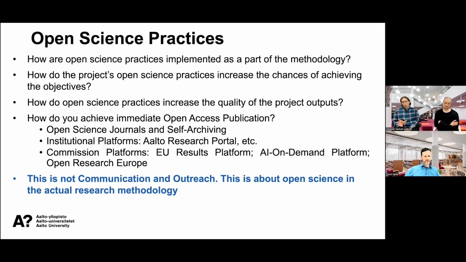You do, of course, as I said, need to make sure that you explain clearly how you achieve the required aspects. So the immediate open access publication and the immediate open access to data as appropriate. So here you do want to make sure that you're clear about how you're achieving that. Do you plan to target open science journals? Will you follow a self-archiving pathway? Are there particular platforms that you will use for the archiving? For instance, institutional platforms like the Aalto Research Portal, or the Commission platforms, such as the EU Results Platform, the AI On Demand platform, if that's relevant, Open Research Europe. What are the places that you will archive these to ensure immediate open access to your publications?